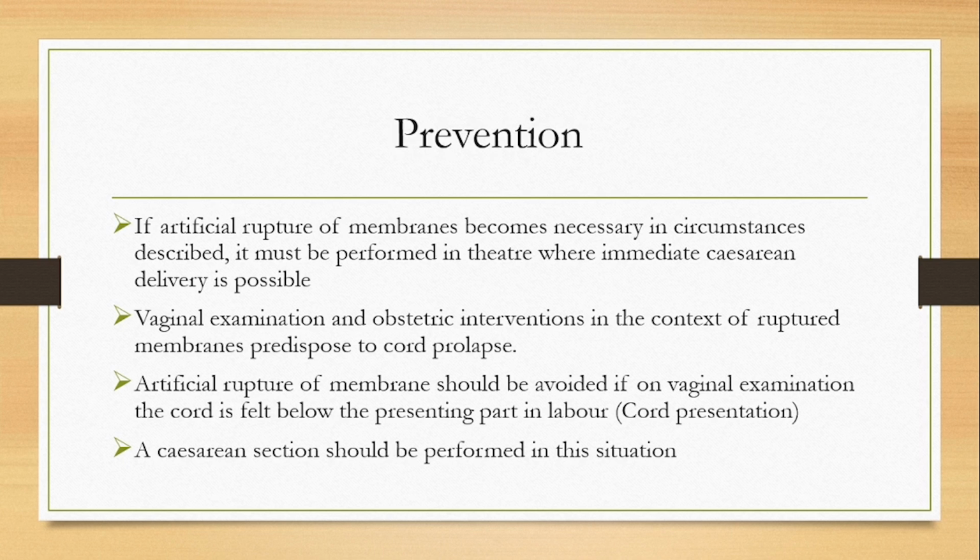Okay, you must also know that artificial rupture of membrane should be avoided if on vaginal examination the cord is felt below the presenting part. Okay, now a patient is going to have artificial rupture of membrane, and the cord is just pulsating below the presenting part. Such rupture of membrane should be delayed for the time being to ensure that the danger is prevented, and that patient should preferably go for a cesarean section. That will prevent imminent danger or perinatal mortality.